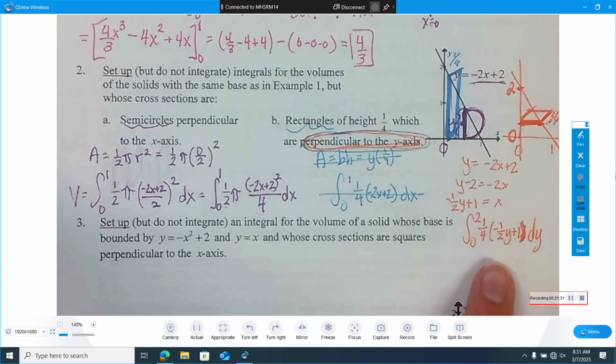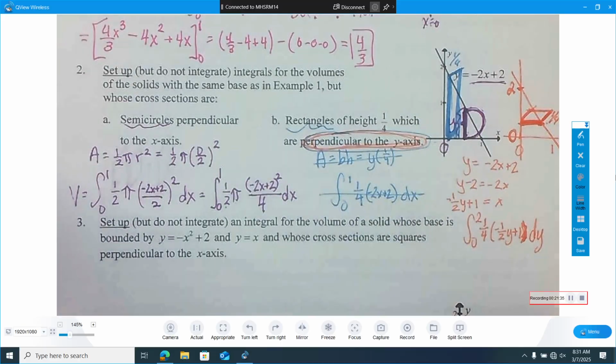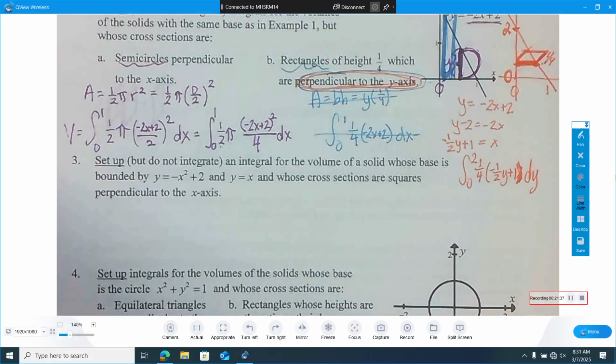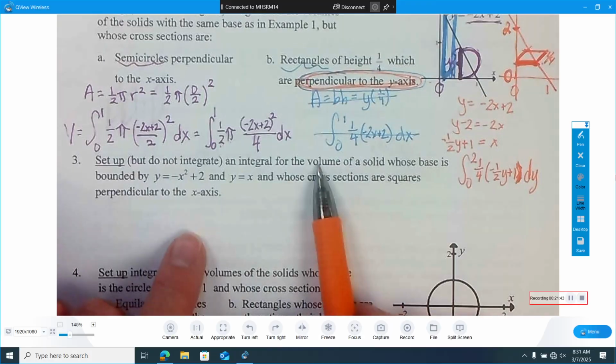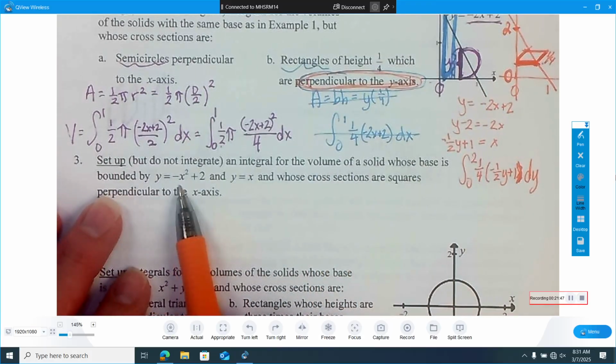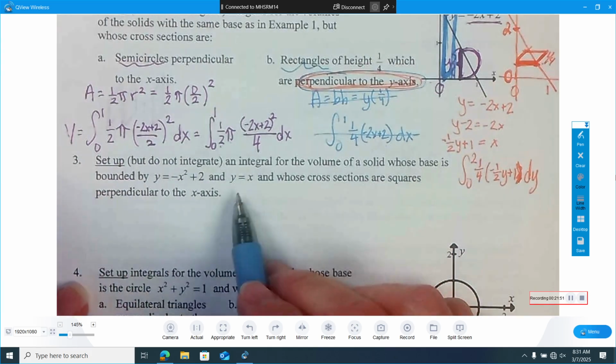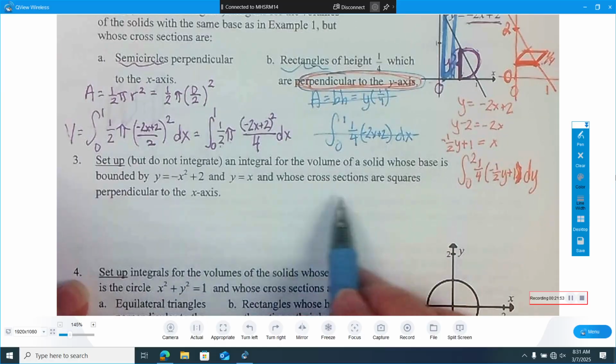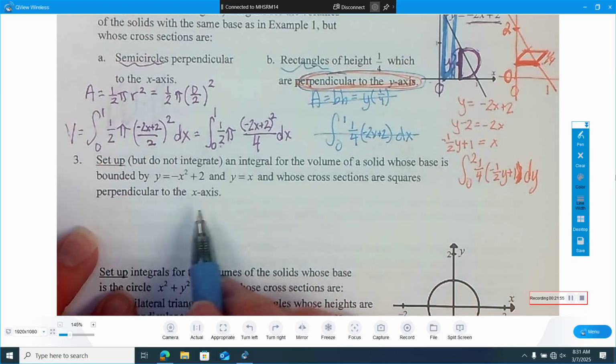Reading carefully is key. Always. All right, well, we got an extra problem in there. Number 3, set up again, but do not integrate. The volume of a solid whose base is bounded by y equals negative x squared plus 2 and y equals x, and whose cross sections are squares perpendicular to the x-axis.